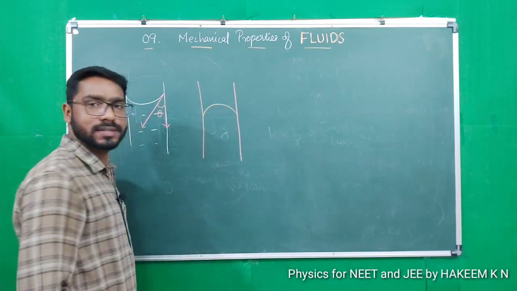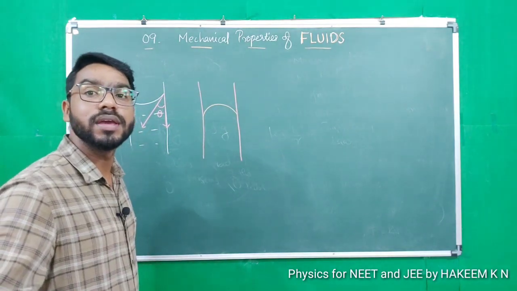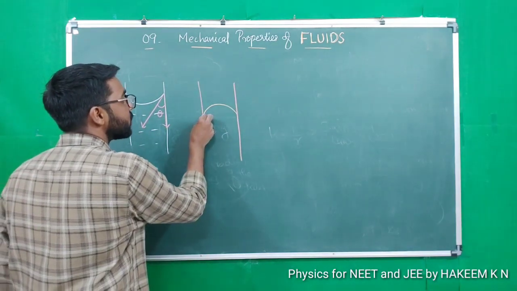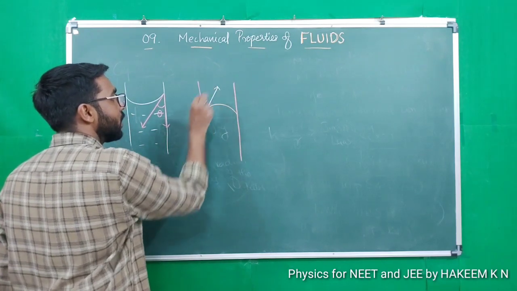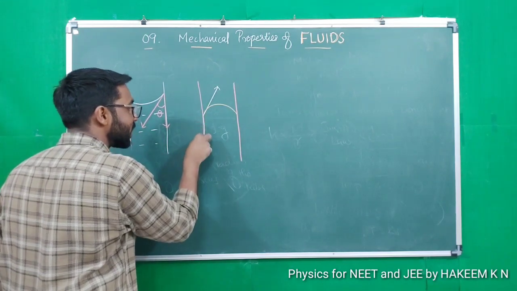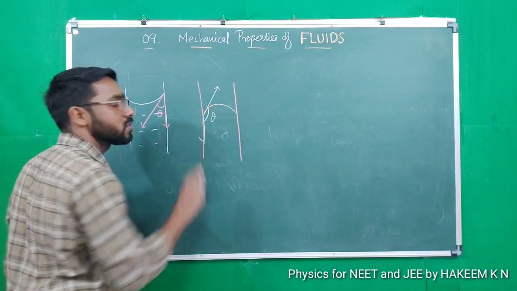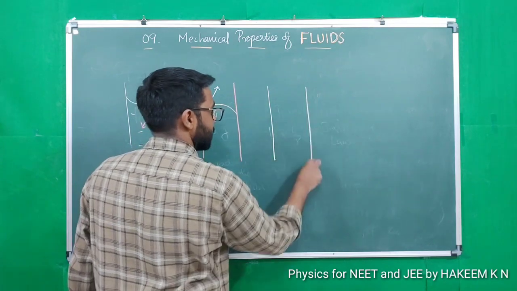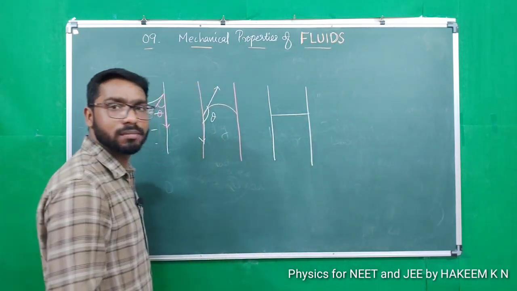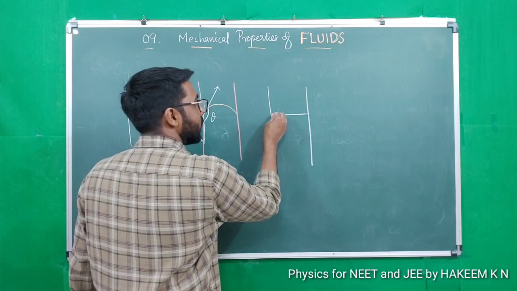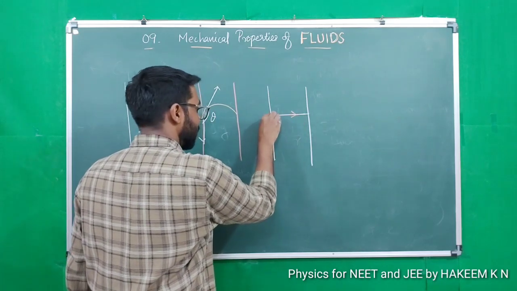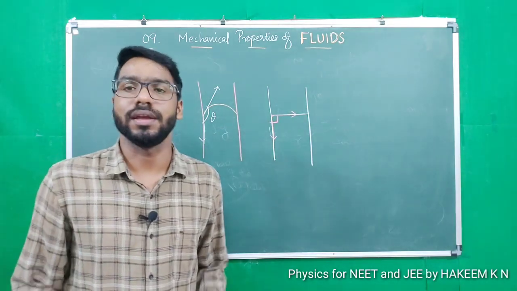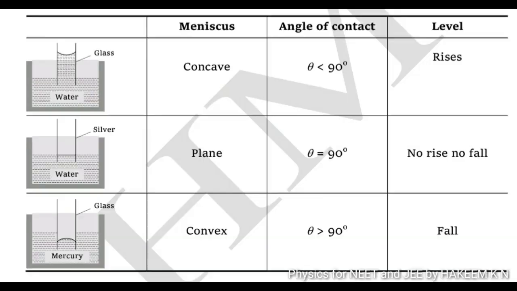For a convex meniscus, the angle of contact will be greater than 90. How to draw it? Tangent of the liquid surface at the point of contact and tangent of the solid surface inside the liquid. Here this is theta greater than 90. And for a plane meniscus, this is the tangent of the liquid surface and tangent of the solid surface inside the liquid, theta equal to 90 degrees.